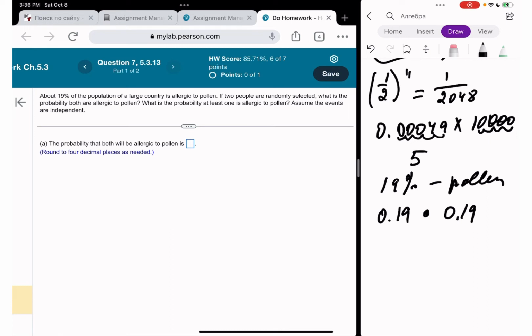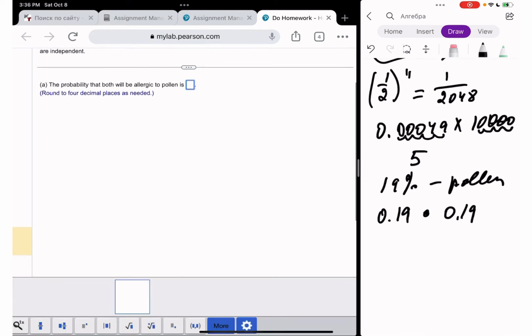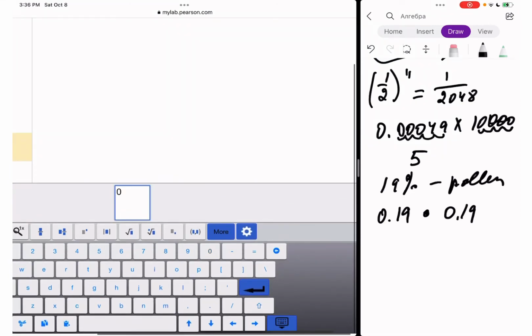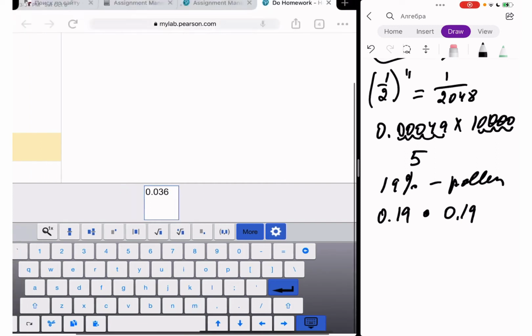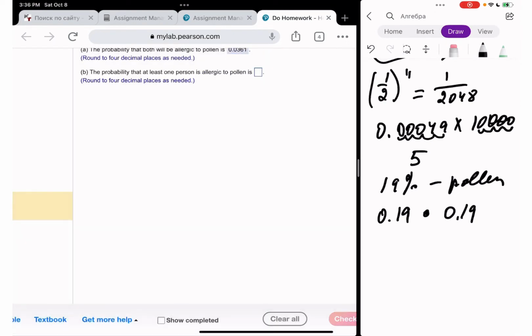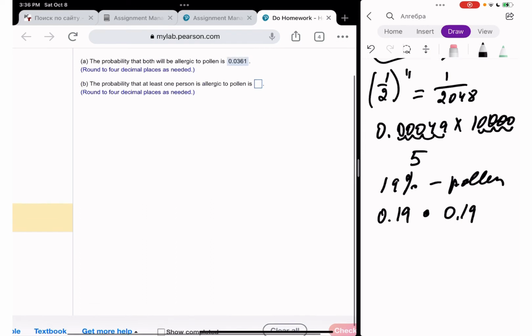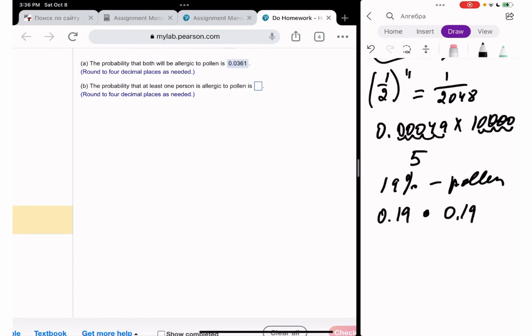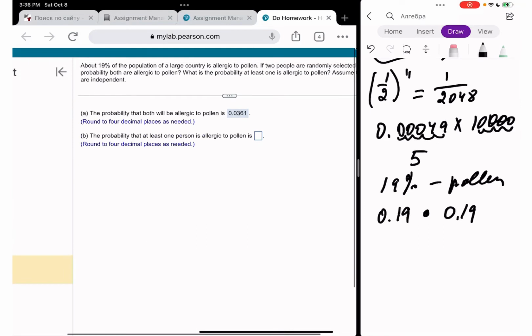How many decimals do we need? 4. 1, 2, 3, 4. Yeah. Let me see. 0.0361. Well done.